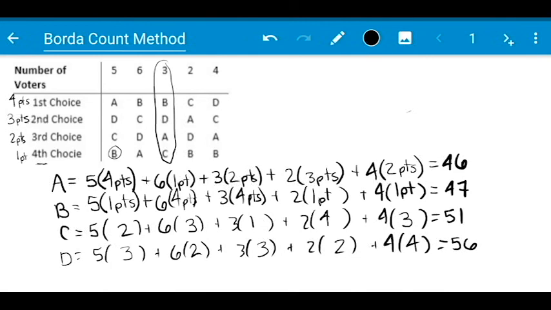So now that we have all of our points for each of our candidates, we have 46, 47, 51, and 56. The person who has the highest number of points is going to be our winner using the Borda count method. So in this case, D has the highest number of points with 56 points. So D is our winner.